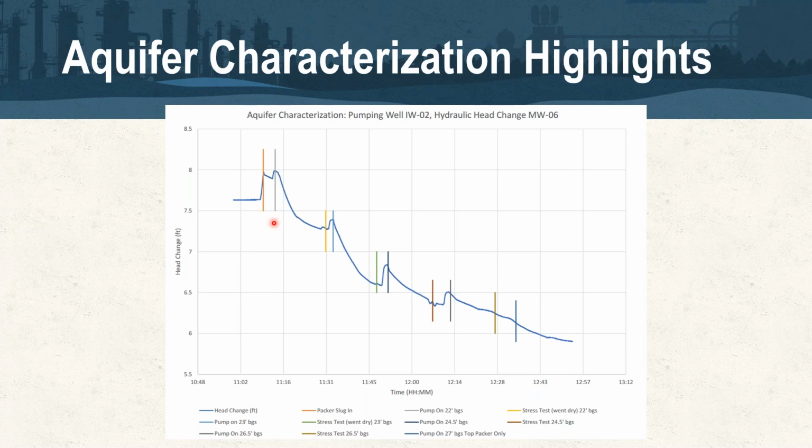So the one he's pointing at right now is going to be your 22-foot interval. The next one below that is going to be your 23-foot, followed by 24 and a half and 26 and a half, looking at these specific intervals within the borehole moving down. Next slide, please.